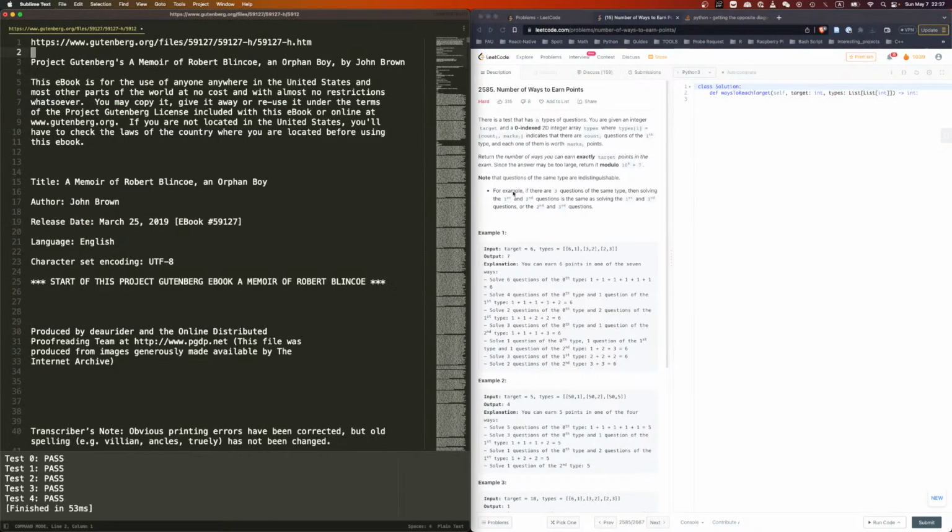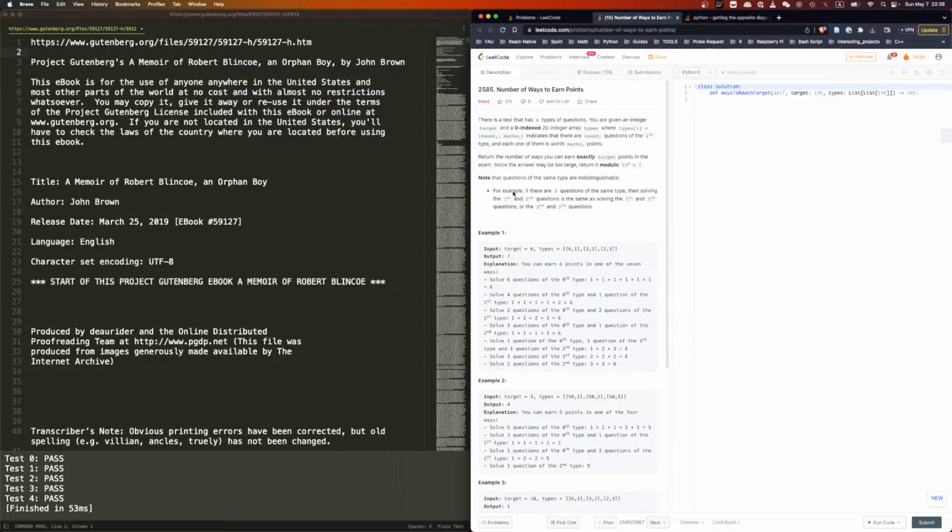Number of ways to earn points. There is a test that has n types of questions. You are given an integer target and a zero-indexed 2D integer array types, where types[i] is count and marks, indicating that there are count questions of the ith type, and each one of them is worth marks points. Return the number of ways you can earn exactly target points in the exam. Since the answer may be too large, we have to modulo it. The questions of the same type are indistinguishable.